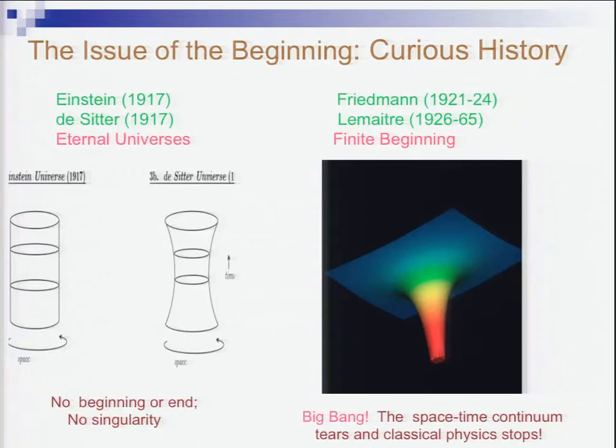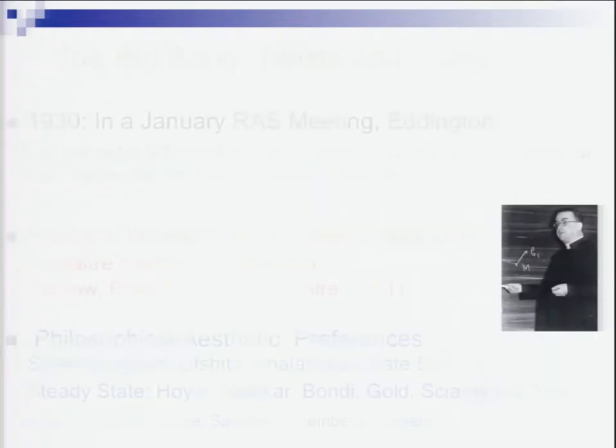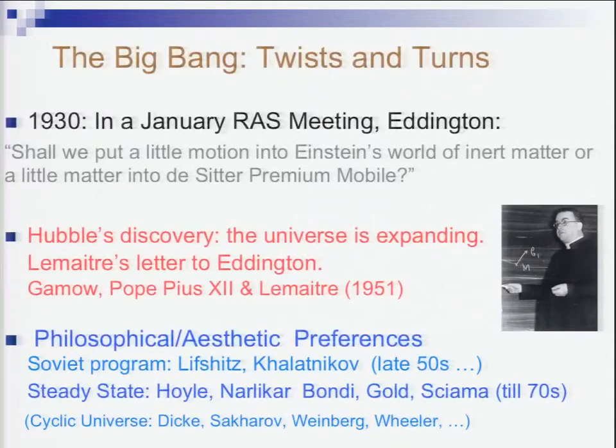So Eddington's question, in his typical fashion, was: shall we put a little motion into Einstein's world of inert matter, or a little matter into the de Sitter model? Because in the de Sitter model, there was no matter, it just came, contracted and expanded by itself.